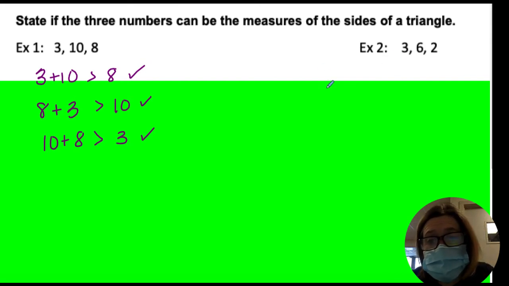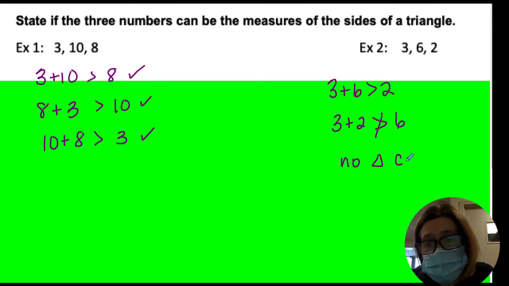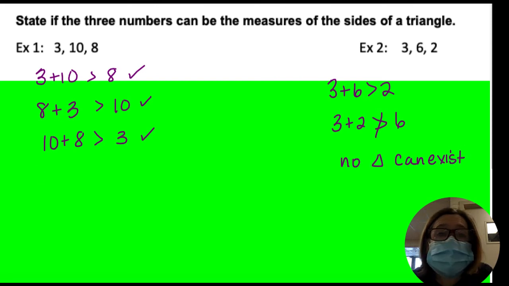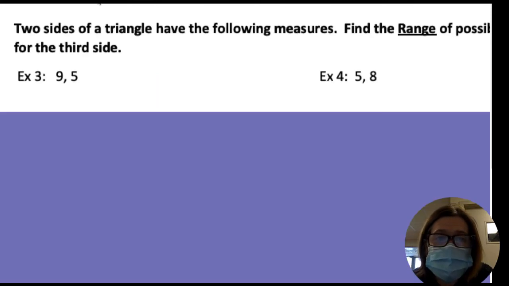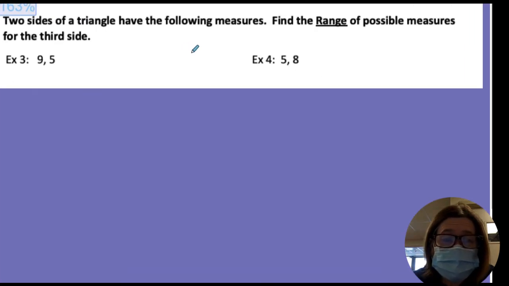All right, 3, 6, 2. 3 plus 6 is greater than 2, but oh, hold on here. 3 plus 2 is not greater than 6. So no triangle can exist with these side lengths. All right. Now, this is where it gets a little bit harder, but you guys actually figured this out today.